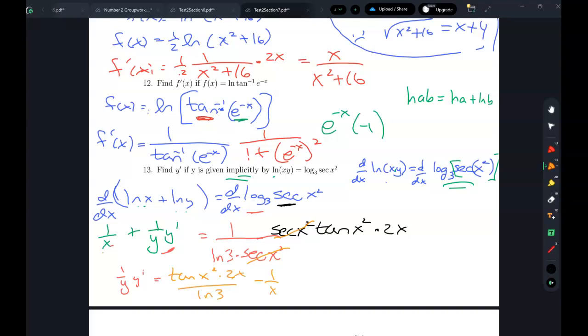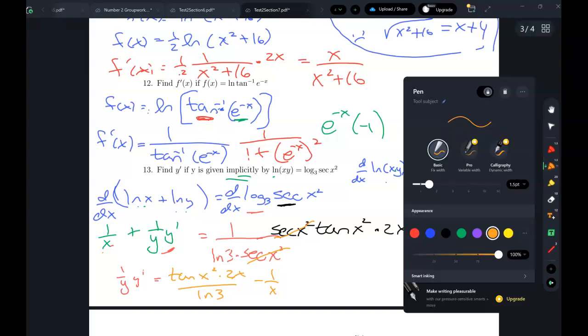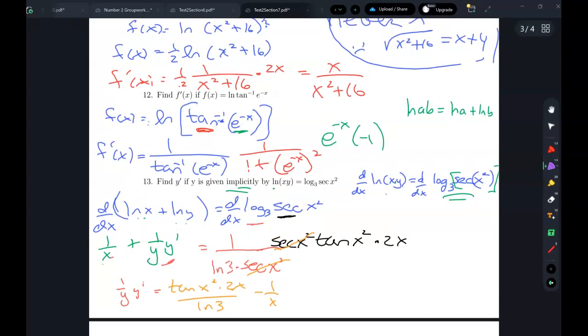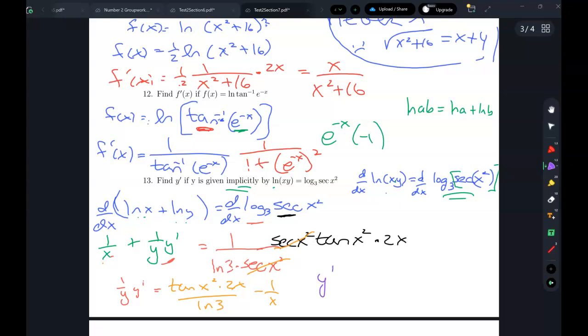subtract a 1 over x, and then to finish it off, I would say y prime, right? I'd have to multiply by y. Y times tangent of x squared times 2x over ln of 3 minus 1 over x. You're noticing you need a lot of paper, right? Yes.